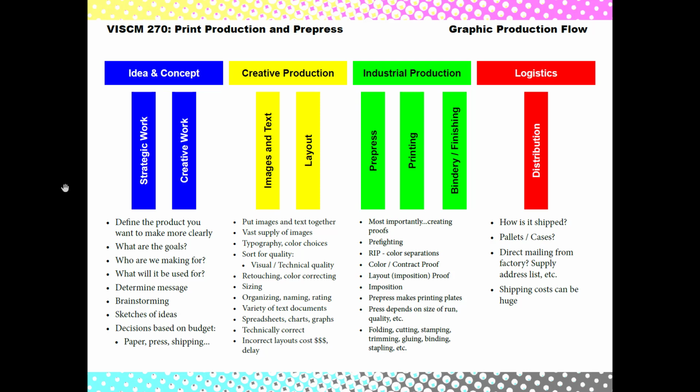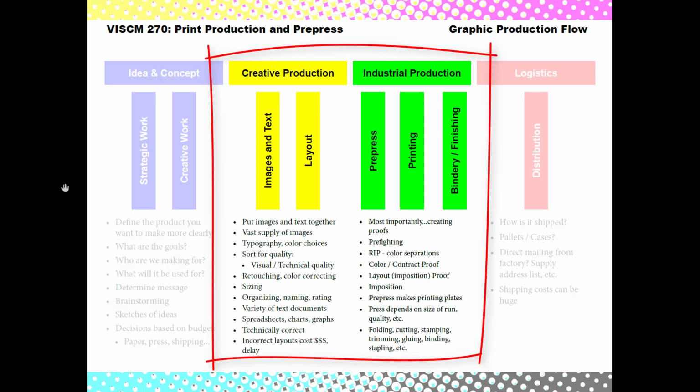So in this course, we're going to focus mainly on these two sections right here, which is creative production and industrial production. So we're looking at you as a designer, images, text, layout, and then the print production process, pre-press, which is critical, and then what happens to your work to get printed. We'll look at the printing process and some bindery and finishing processes as well.